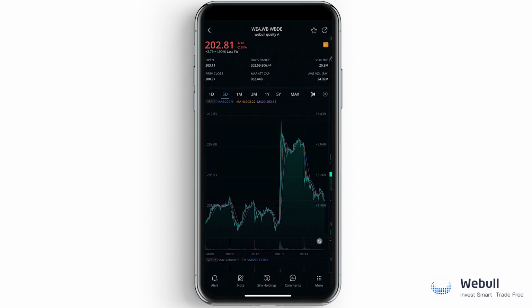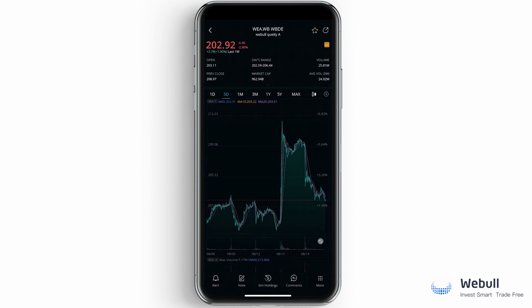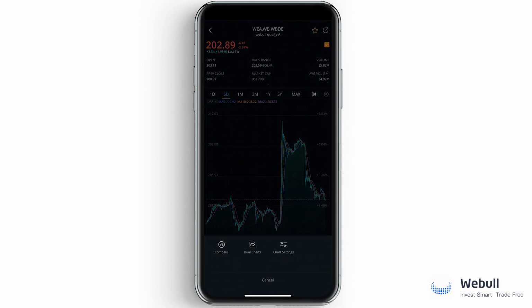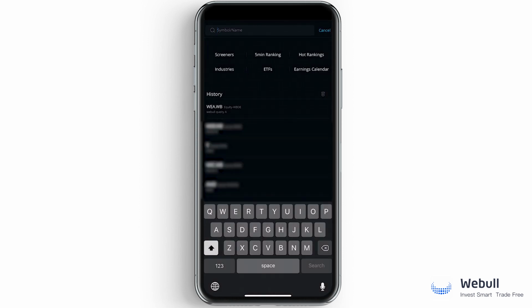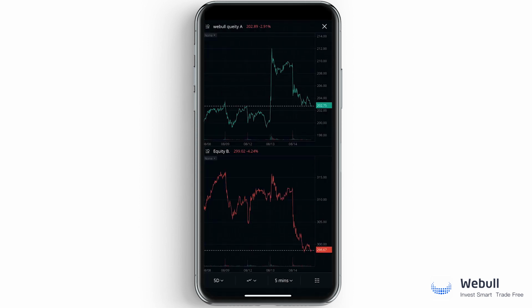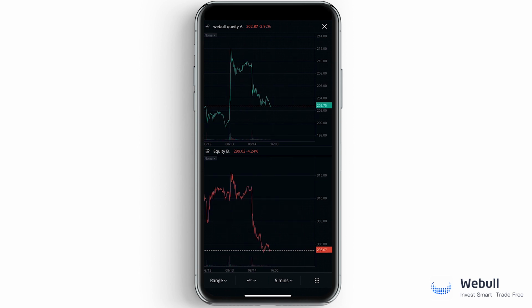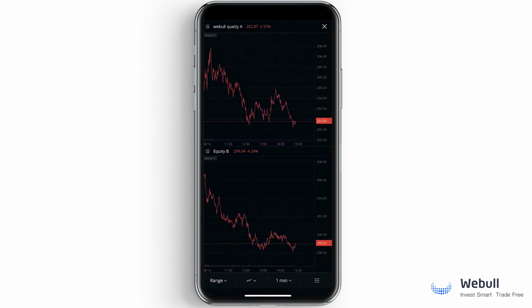Next, we're going to be going over how to compare two different charts. Some traders prefer the dual chart function for a cleaner comparison between two stocks. To access these two chart comparisons, let's start by going to the stock of your choice, and like before, tap on More, except this time select Dual Charts. Search up a stock symbol that you would like to compare to your current stock. Select between different time frames, indicators, and charts.